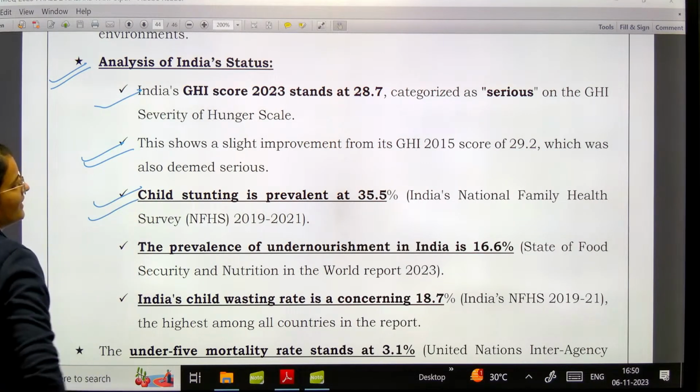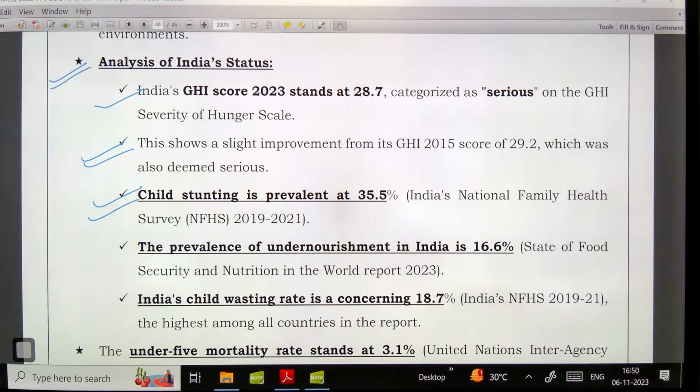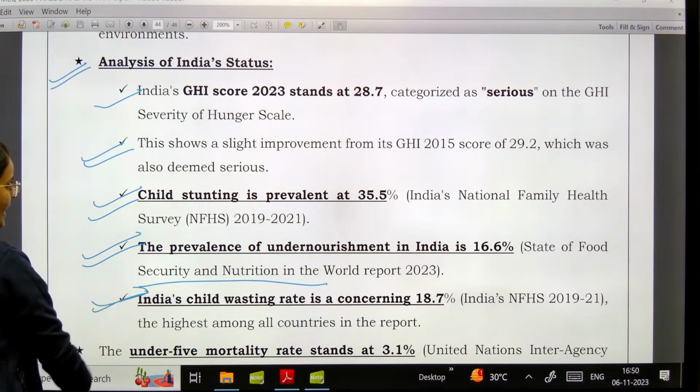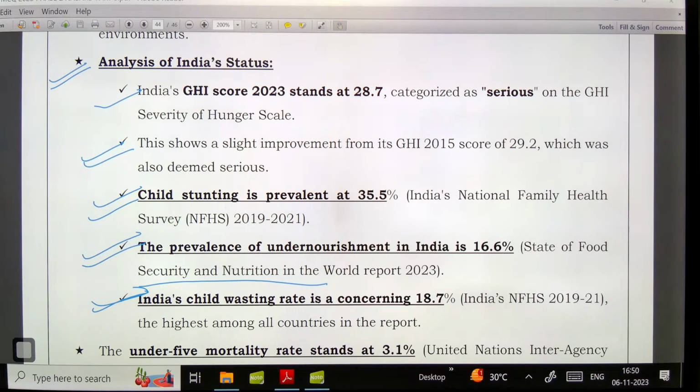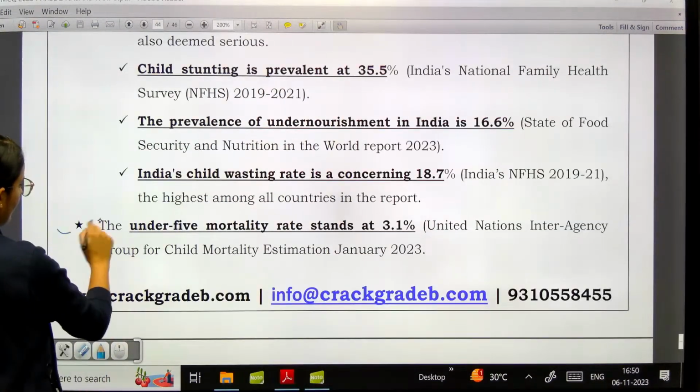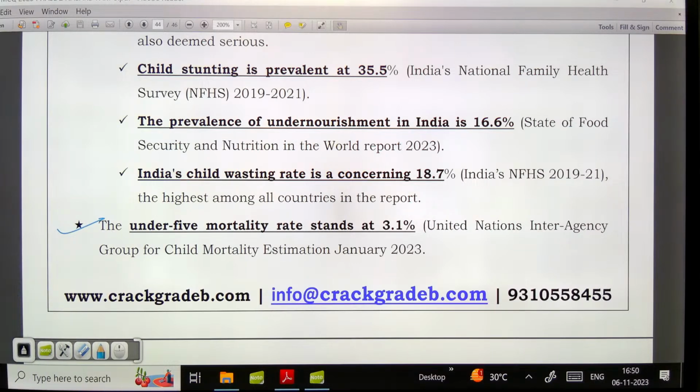Child stunting is prevalent at 35.5 as per India's National Family Health Survey. And the prevalence of undernourishment is 16.6 as per the State of Food Security and Nutrition in the World Report 2023. And India's child wasting rate is a concerning 18.7 as per India's National Family Health Survey 2019-21, the highest among all countries in the report. And the under-5 mortality rate is 3.1%, okay.